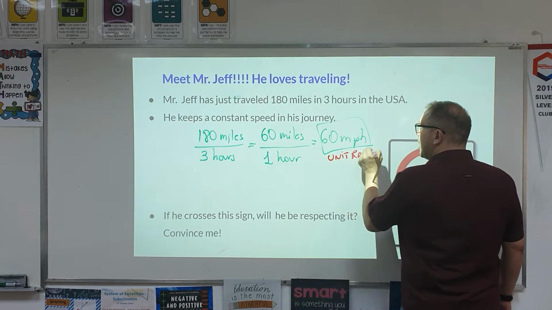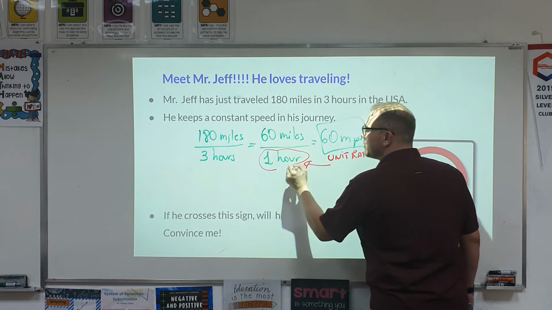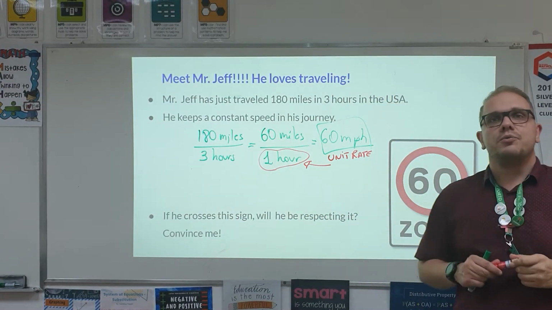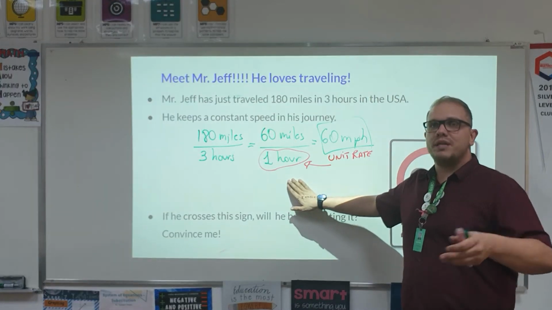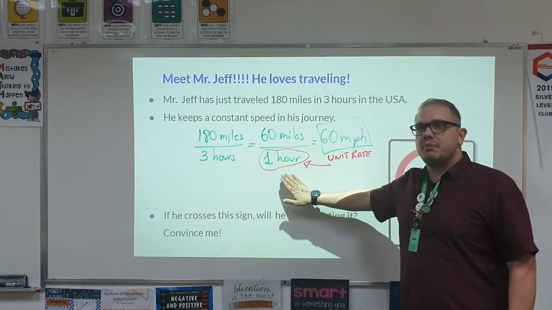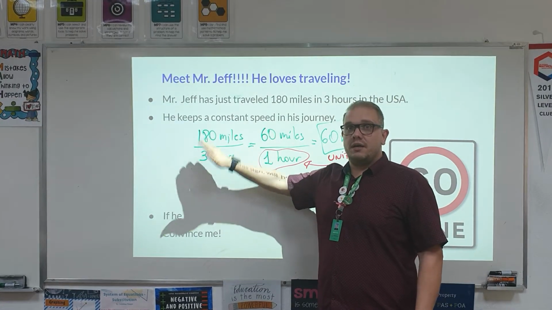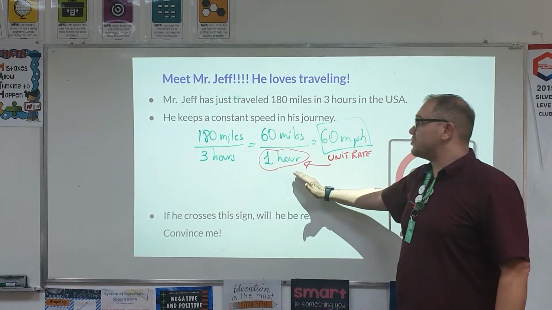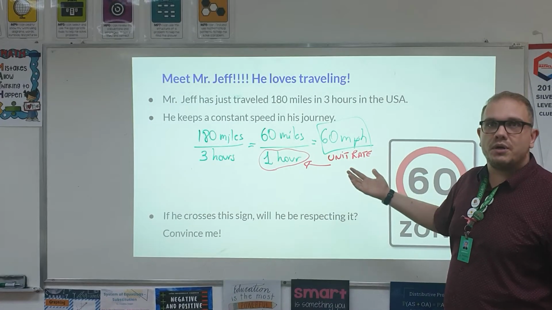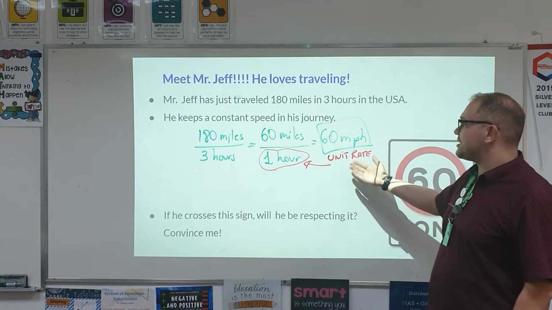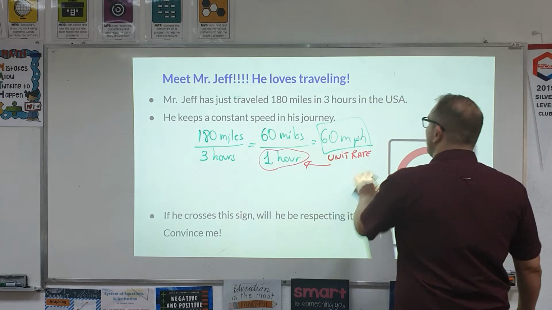A unit rate is a ratio that has a denominator of 1, which means my denominator is 1 hour, 1 minute, 1 second, but I'm dividing by 1. So 180 by 3 is not a unit rate, this is a rate. 60 by 1 is a unit rate, and in our real life situation we always say 60 miles per hour, okay? So let's try another one.